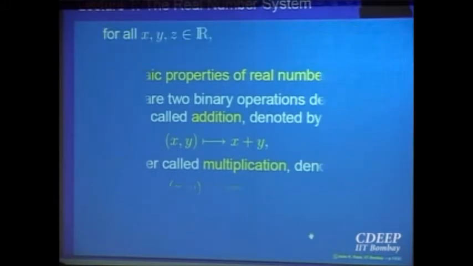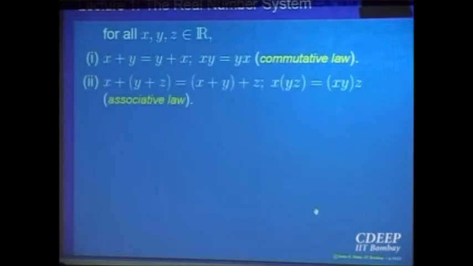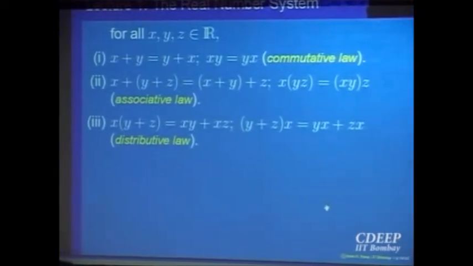I'll just quickly go through the usual properties because most of you know them. So x plus y is y plus x, x into y is y into x, the commutative property. And then there is an associative law for multiplication and addition. There is a distributive law for how multiplication behaves with respect to addition. The distributive law is the interaction between the 2 operations, addition and multiplication. How do they interact with each other?